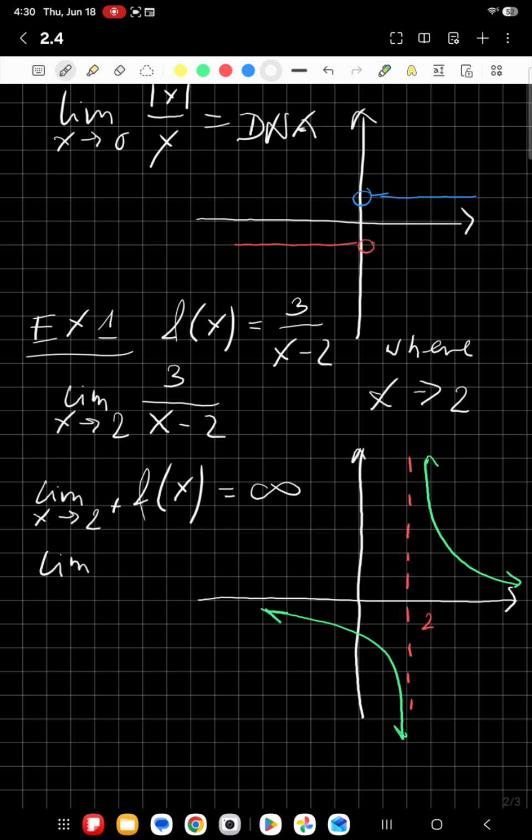So when I have limit, and now I'm approaching 2 from the left, I indicated it by that little minus there. You see what's happening, right? The value of the function just goes down to negative infinity. This is supposed to be negative infinity.